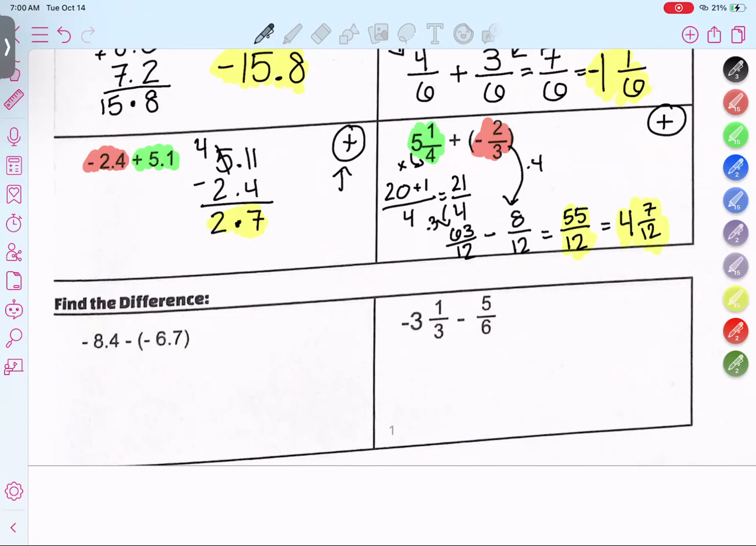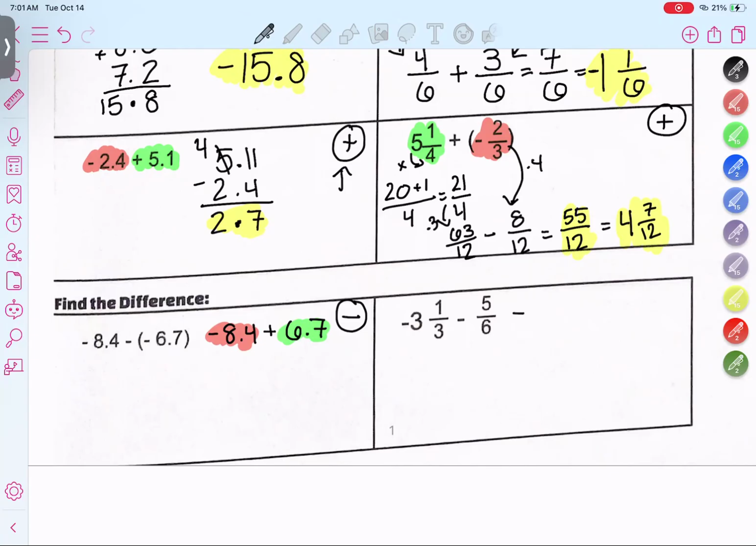Now on the bottom, we have some subtraction problems, but remember our new way of thinking about subtraction is just adding the opposite. So this problem is actually telling us negative 8.4 plus a positive 6.7. Here I have a negative plus a positive. So we need to figure out which one of these is bigger. And that's going to be our 8.4. So our answer is going to be a negative.